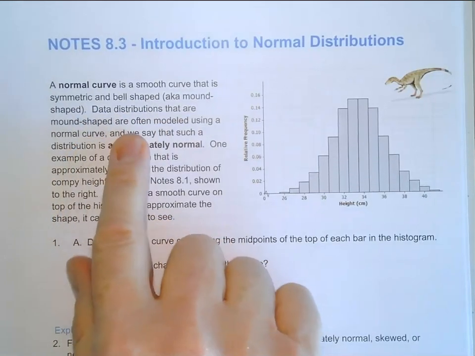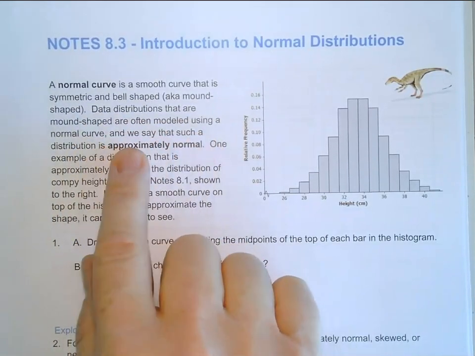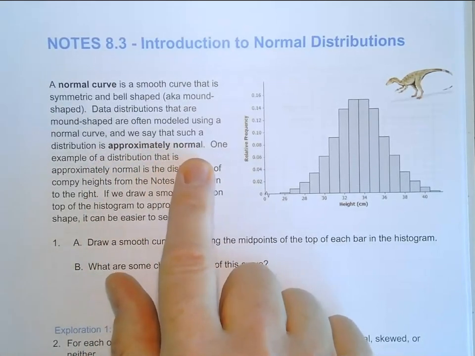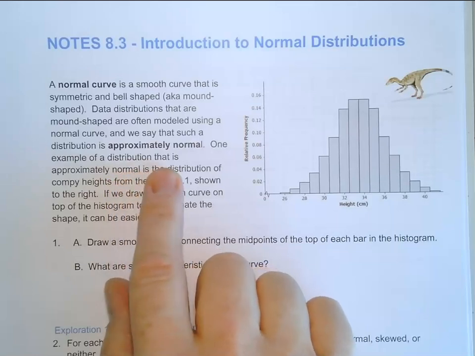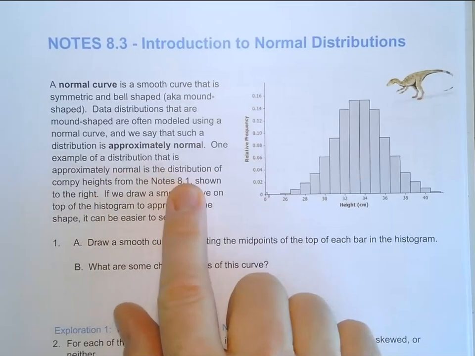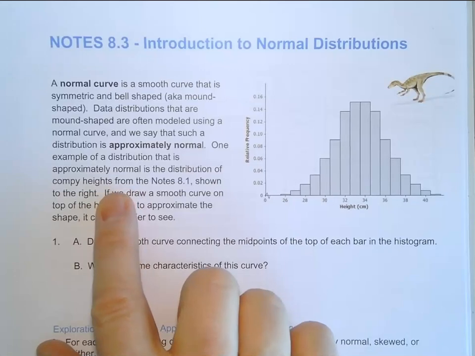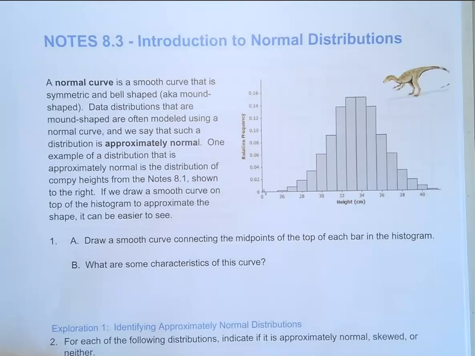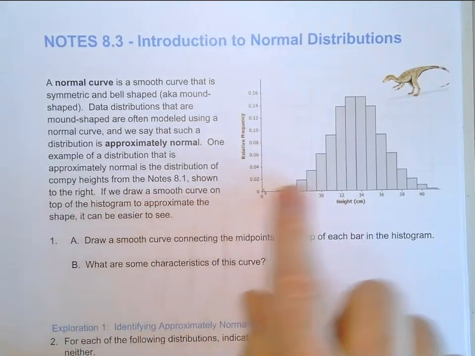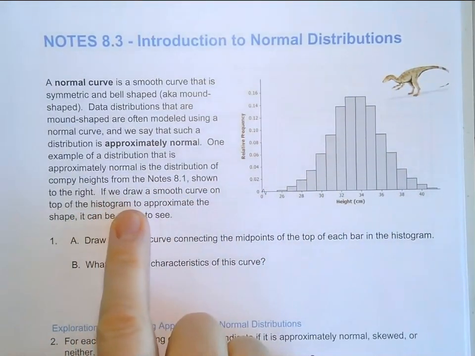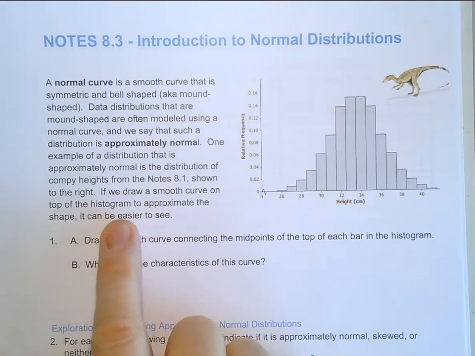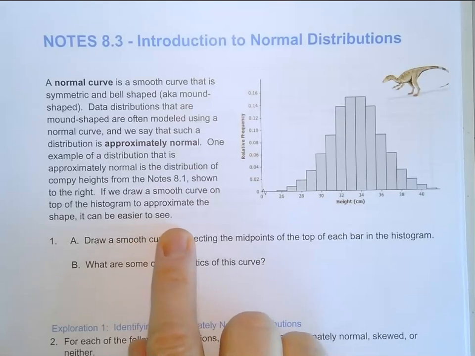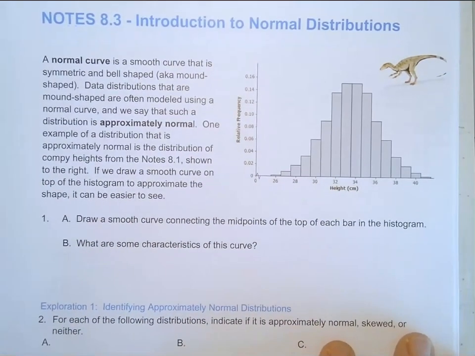Data distributions that are mound shape are often modeled using a normal curve. And we say that such a distribution is approximately normal. One example of a distribution that is approximately normal is the distribution of Compy heights. Remember that was the dinosaur, from our notes in section 8.1. Shown to the right, that's this information here. If we draw a smooth curve on top of the histogram to approximate the shape, it can be easier to see. Okay, so we're going to take a look at this.